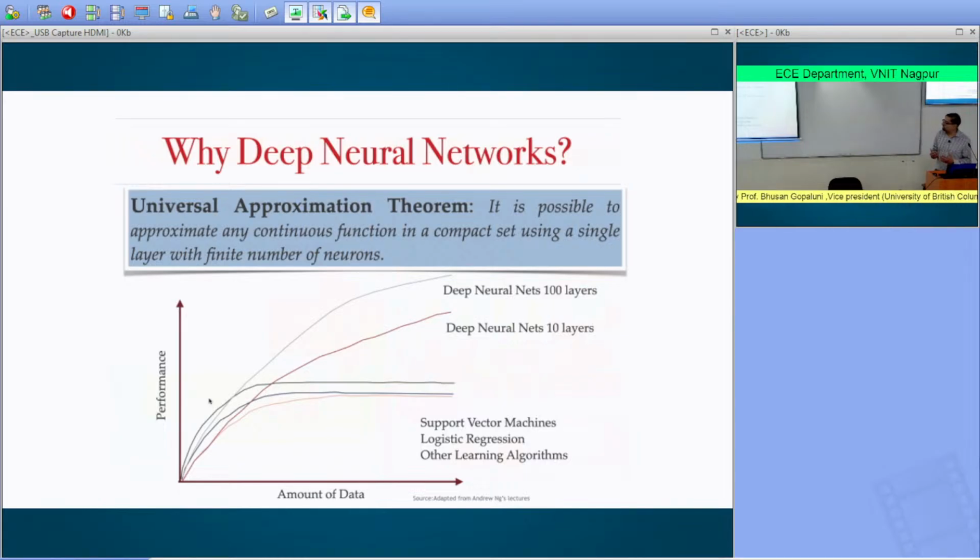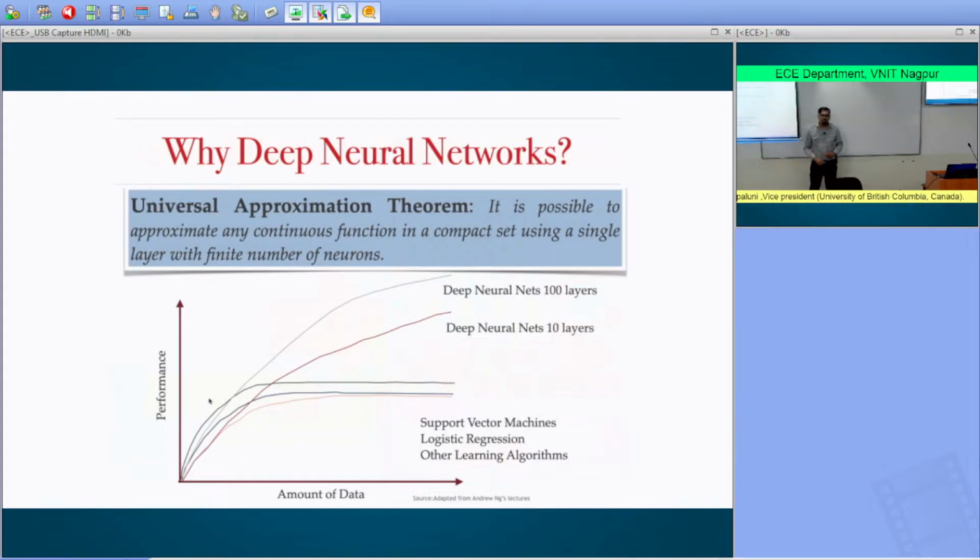But it's very difficult to differentiate the performance of support vector machines from logistic regression or other learning algorithms, including neural networks. They all seem to perform more or less the same way when you have a limited amount of data, not a lot of data. But on the other hand, as you increase the amount of data that you have, these classical machine learning tools or algorithms, their performance appears to taper off.